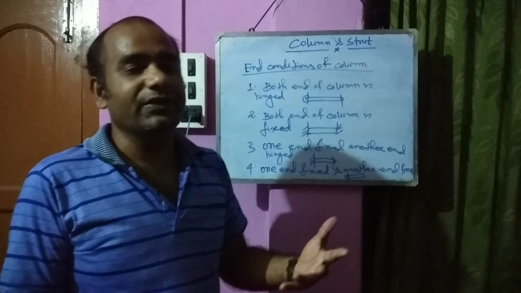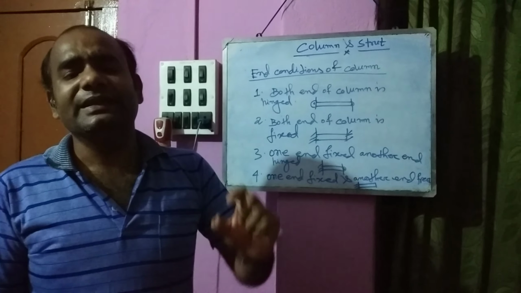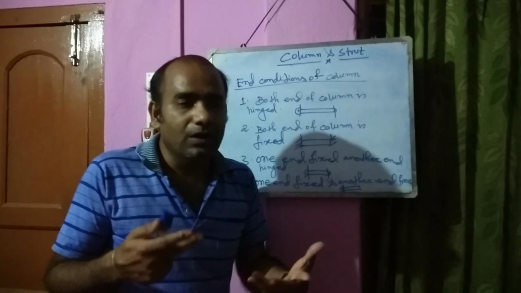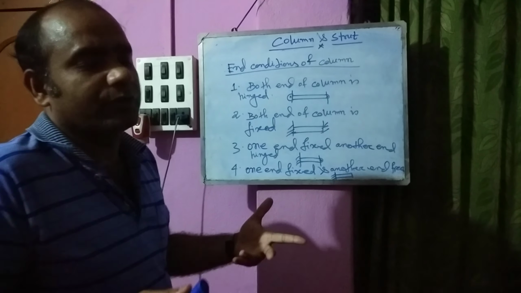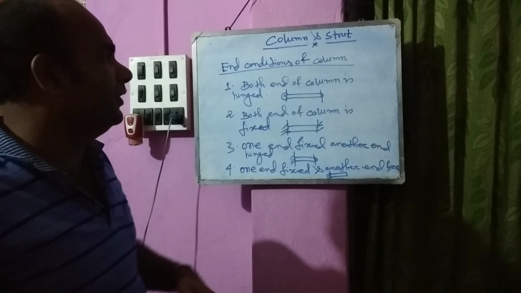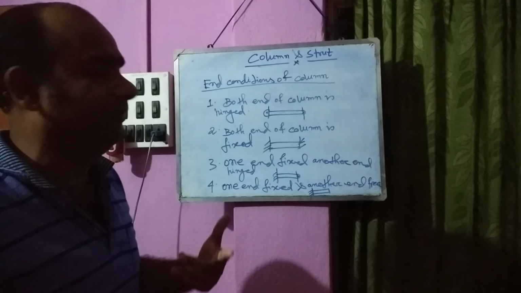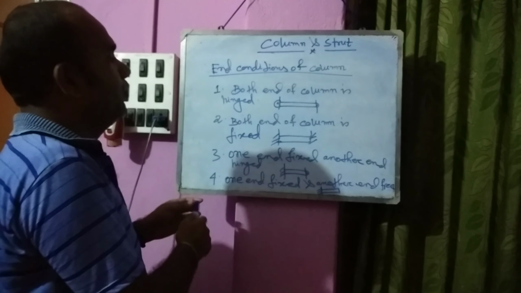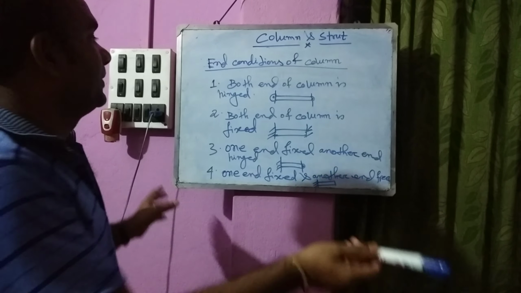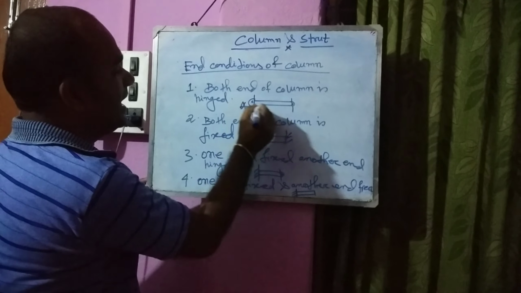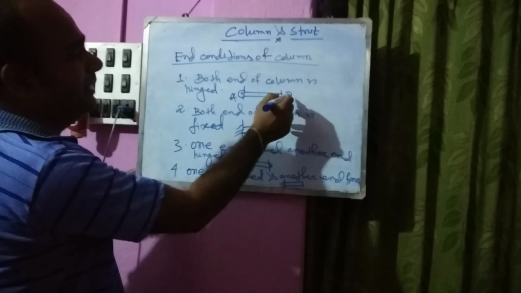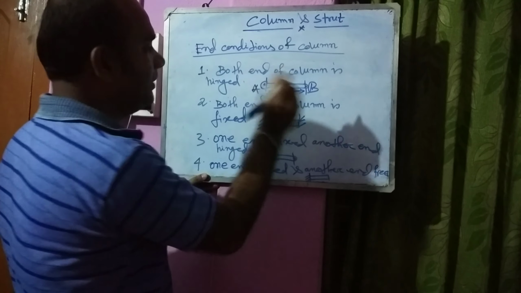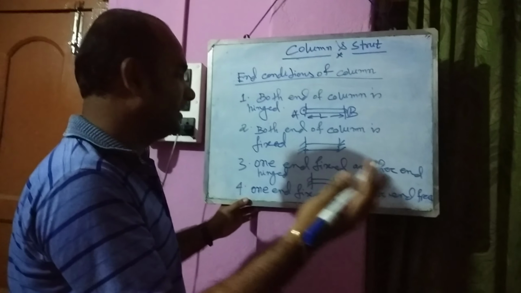I have already discussed Euler's assumptions about the column, but now the column can be used under various conditions, that is, the ends of the column are in various conditions. Four conditions are applied in the industrial field. Point number 1: both ends of the column are hinged. This is point A and this is B. Both ends, A and B, are hinged, the length of the column is denoted L, and the diameter of the column is capital D.